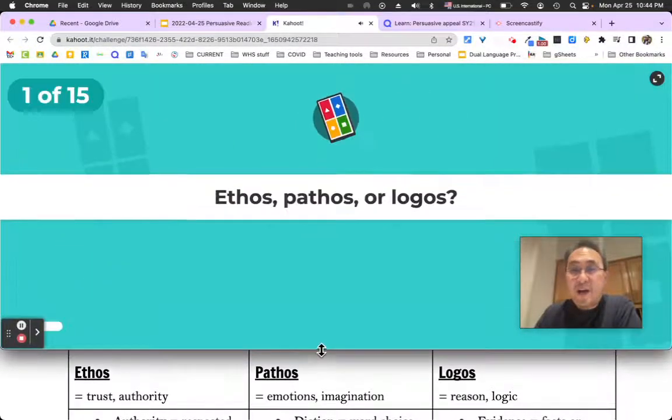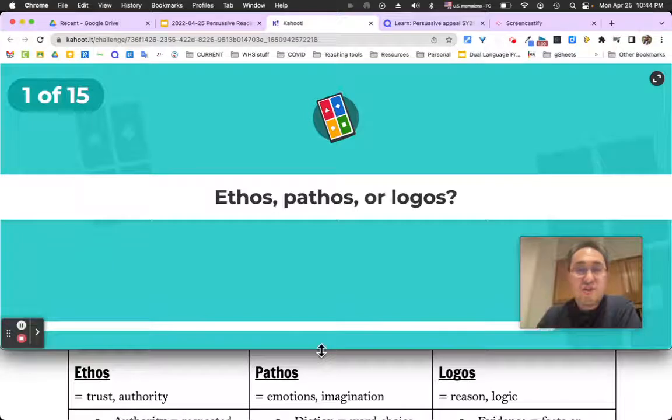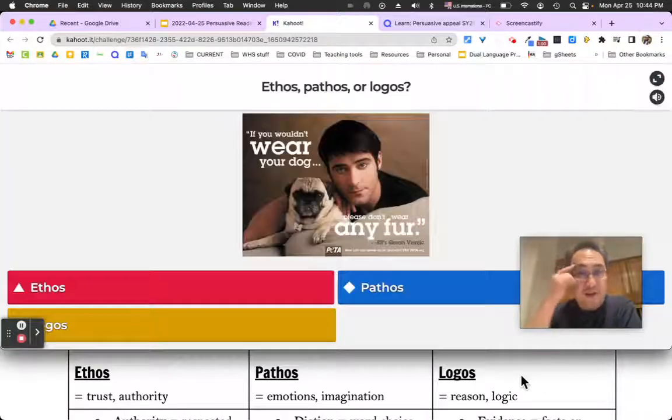Now, I took the timer off, so don't feel like you've got to be rushed. But I do want you to think through: is this a picture? Is this an advertisement? Is this an ethos, a pathos, or a logos?